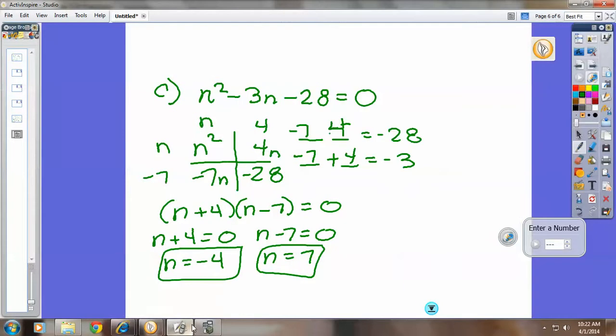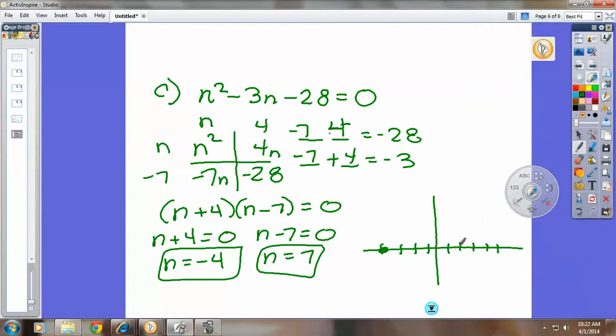So on your xy axis, I want you to graph this. -4 and 7. I'm just sketching a graph. It's not going to be perfect.